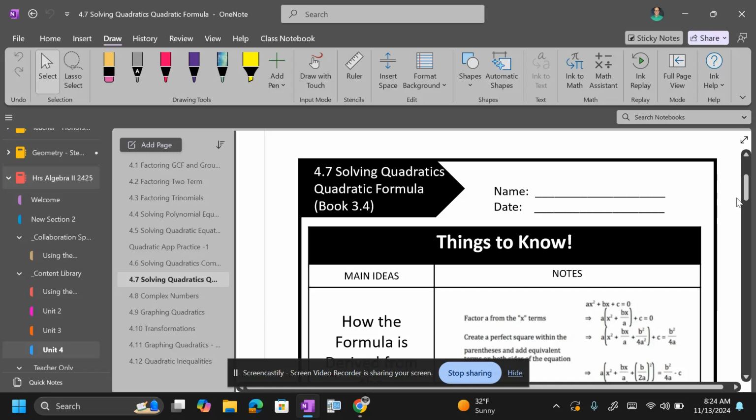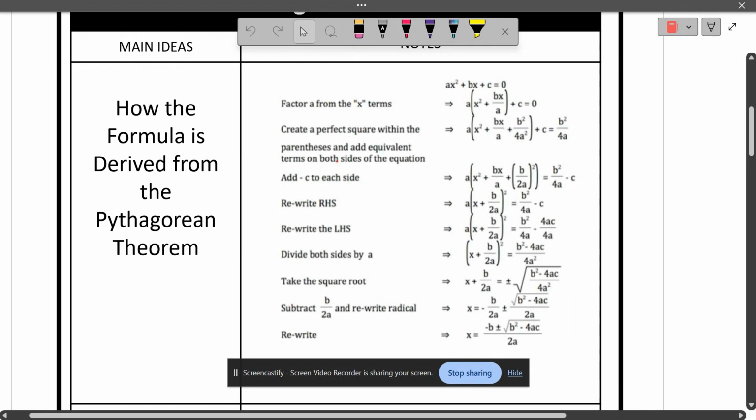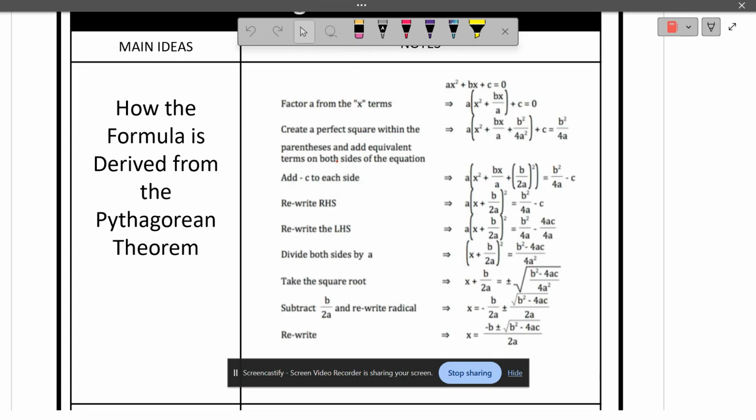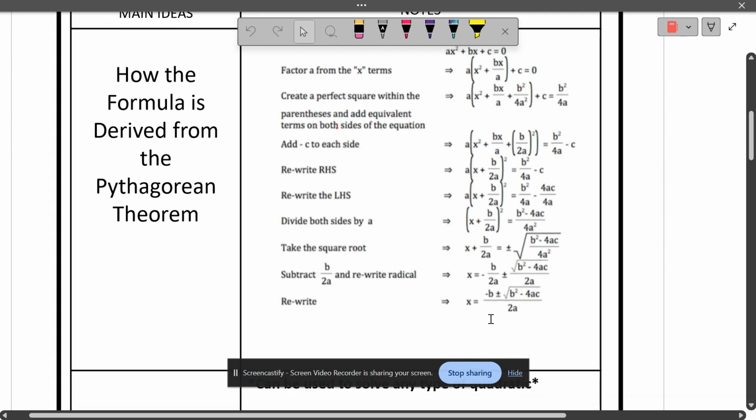Today we're going to talk about solving quadratics with the quadratic formula. If you want to take a look, this is just kind of how we get the formula from standard form. This should say how the formula is derived from standard form by using completing the square. So whenever we go through this, we'll use completing the square, and then it should actually rewrite into our formula.